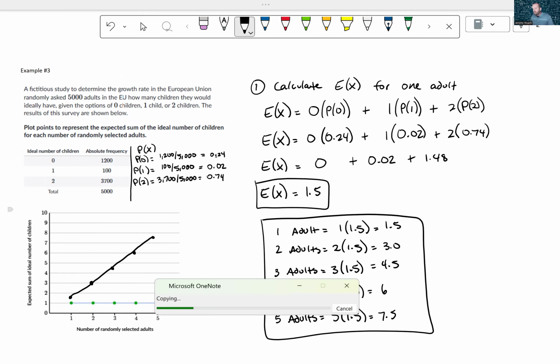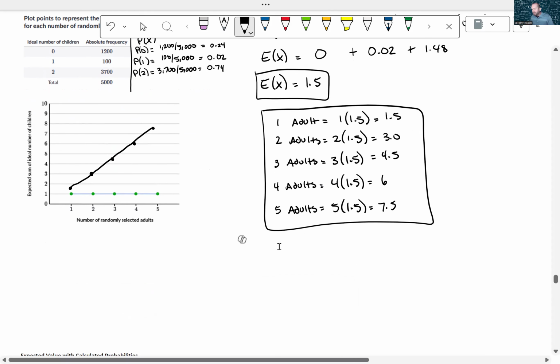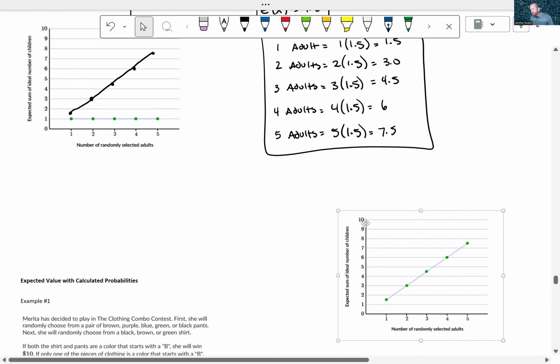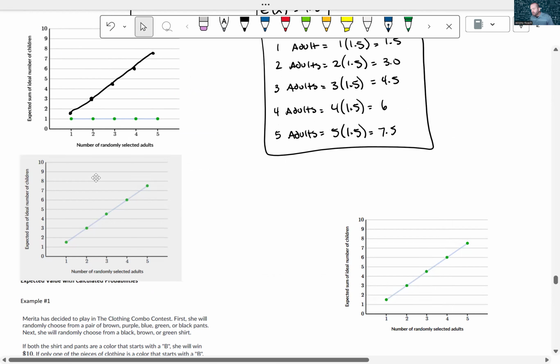Let me just find the exact graph, what it would look like at the end here. So that would be our final graph. Just put that there.